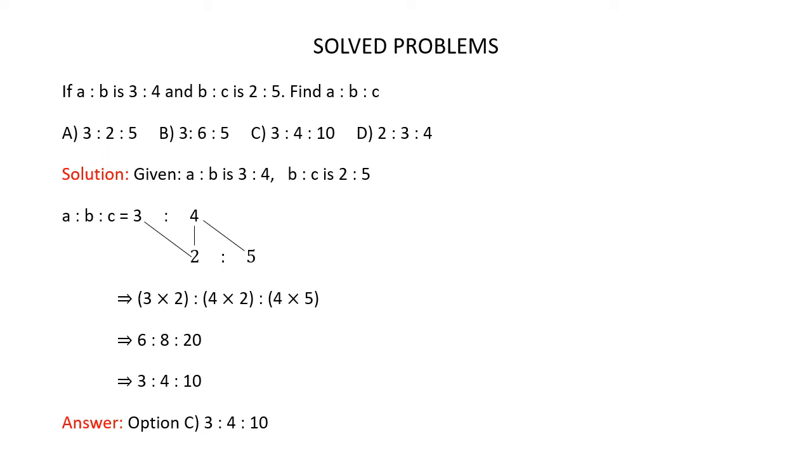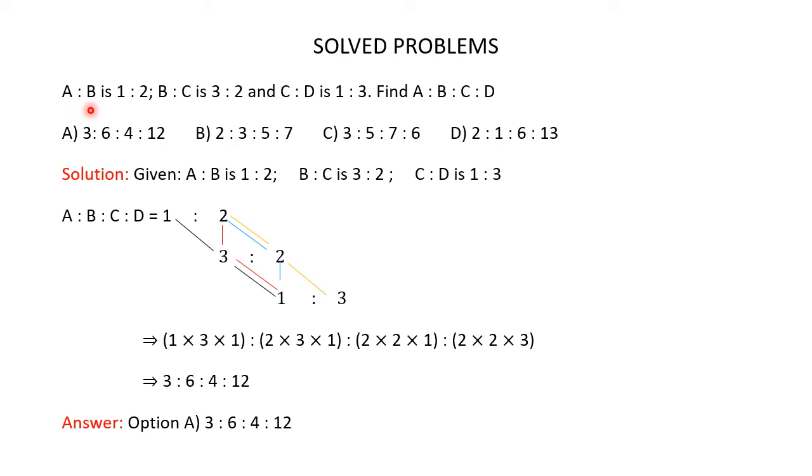So write the ratios in such a way that the values of B are one below the other. So in the first row we have 3 is to 4 and in the next row write 2 is to 5 such that 2 is below 4, like this. So now A is to B is to C is equal to 3 multiplied by 2 is to 2 multiplied by 4 is to 4 multiplied by 5. This is nothing but 6 is to 8 is to 20. When you simplify, you get 3 is to 4 is to 10. So the correct answer is option C, 3 is to 4 is to 10.